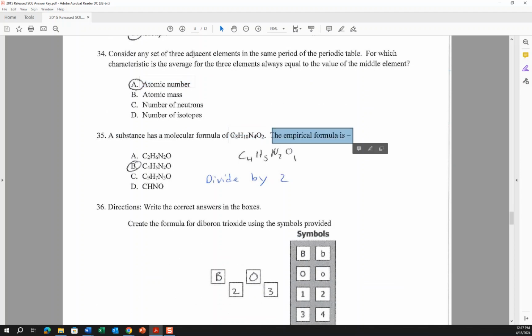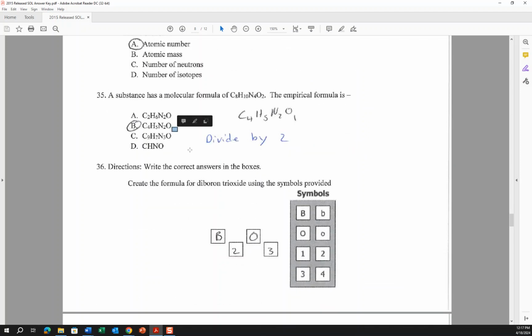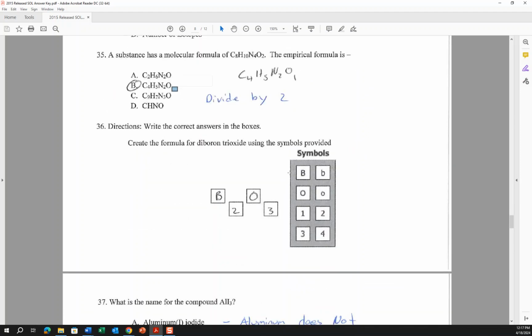All right. Here, this is paper pencil, but like on the actual SOL, you'd be clicking and dragging the letters and the subscripts in here. So diboron means 2 borons, and trioxide means 3 oxygens. And just remember, the chemical symbols always start with a capital letter or uppercase letter. So boron isn't B lowercase, it's B uppercase. And oxygen isn't O lowercase, it's O uppercase. Okay, so B2 because it's diboron, and O3 because it's trioxide. Okay.